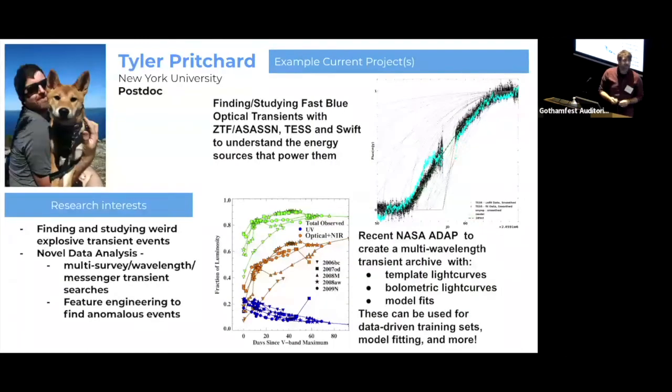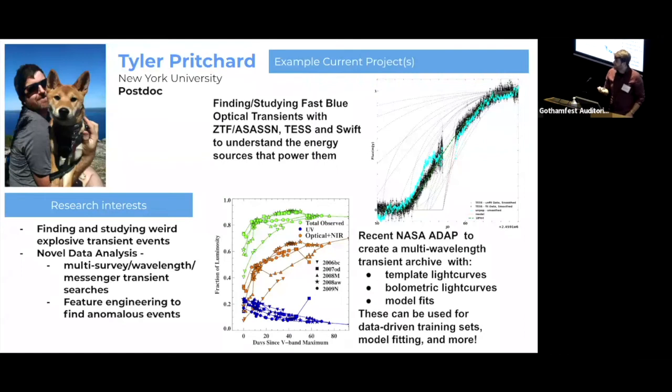Finally, it's me. I'm a postdoc with Miriam, and generally speaking, I'm interested in finding and studying weird events and thinking about different ways we can use data analysis to discover them. Recently, I've been working on finding and studying things called fast blue optical transients in a variety of surveys.